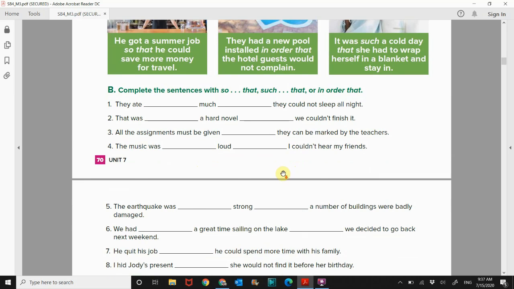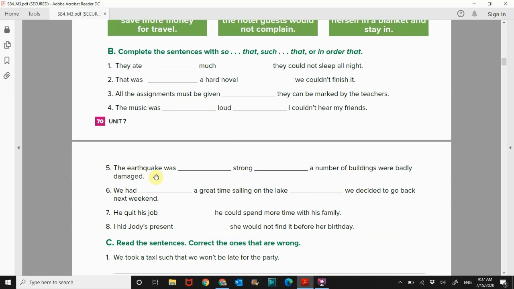All right. Number 5, the earthquake was, what do you think? This is just an adjective. There's no noun, just an adjective. The earthquake was so strong that a number of buildings were badly damaged.